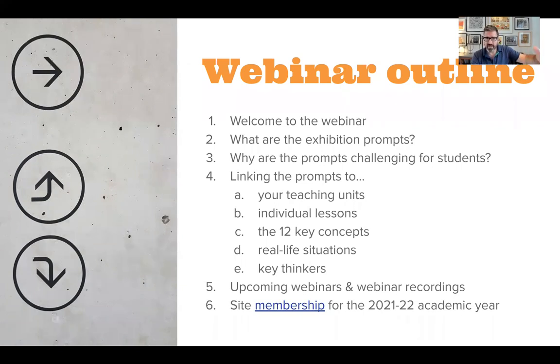And then I've divided section 4 up into various parts. First of all, how do we link the prompts to overall teaching units? Then how do you do it within individual lessons? How do we use the 12 key concepts? I think they are a fantastic tool to use in the TOK course for taking ownership of the exhibition and the exhibition prompts. How do we link real life situations to the prompts? We need to use key thinkers as well. Those two things, D and E, I will talk about why I think they have particular significance.